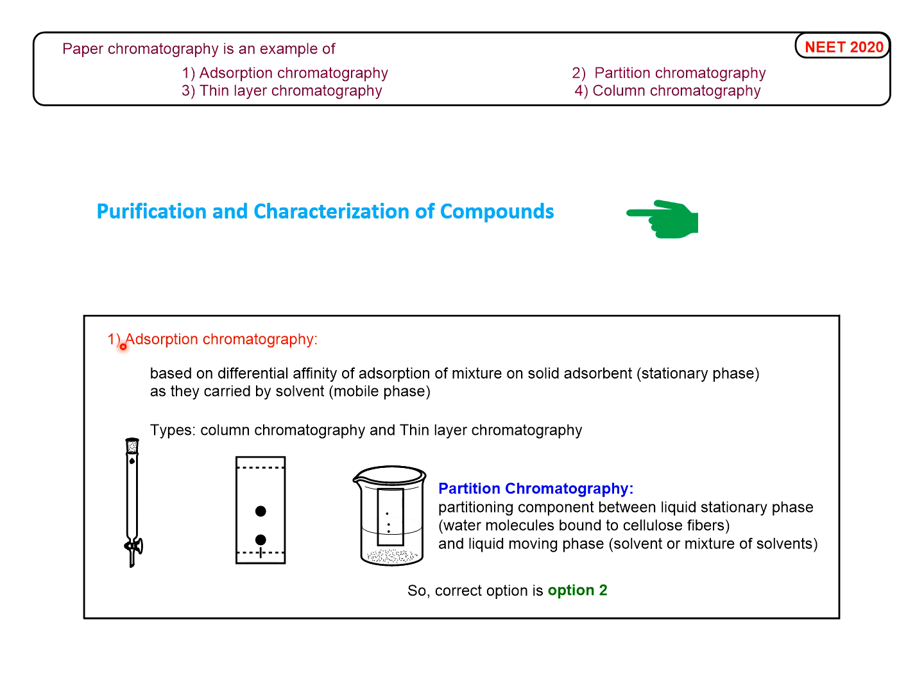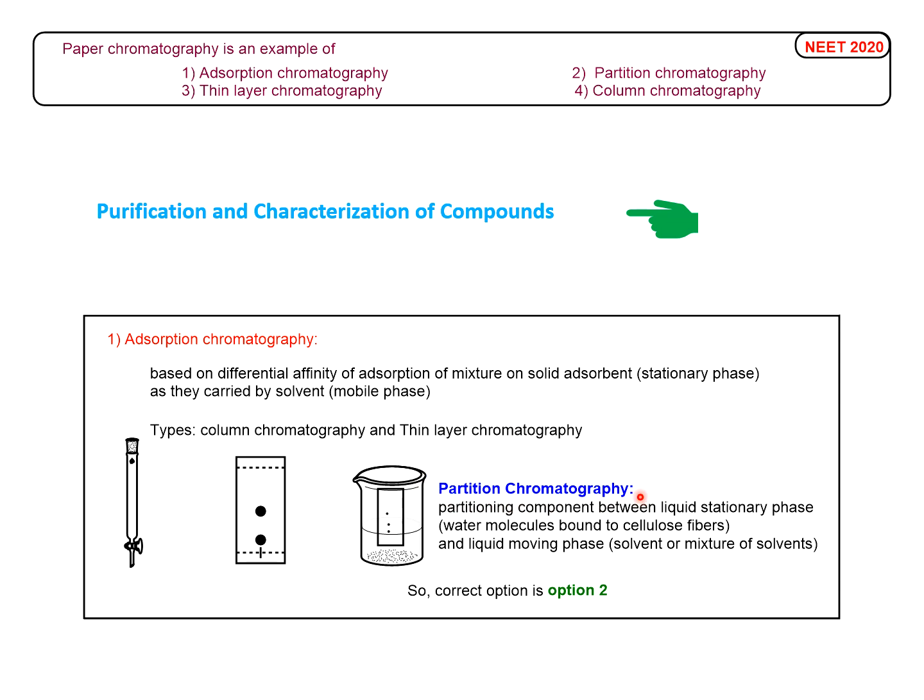Let's discuss one by one. So the first one is adsorption chromatography. It is based on the differential affinity of adsorption of a mixture on a solid adsorbent, that is called the stationary phase, as they are carried by a solvent, that is the mobile phase. So the types are column chromatography and thin layer chromatography. That means adsorption chromatography is of two types: column chromatography and thin layer chromatography.